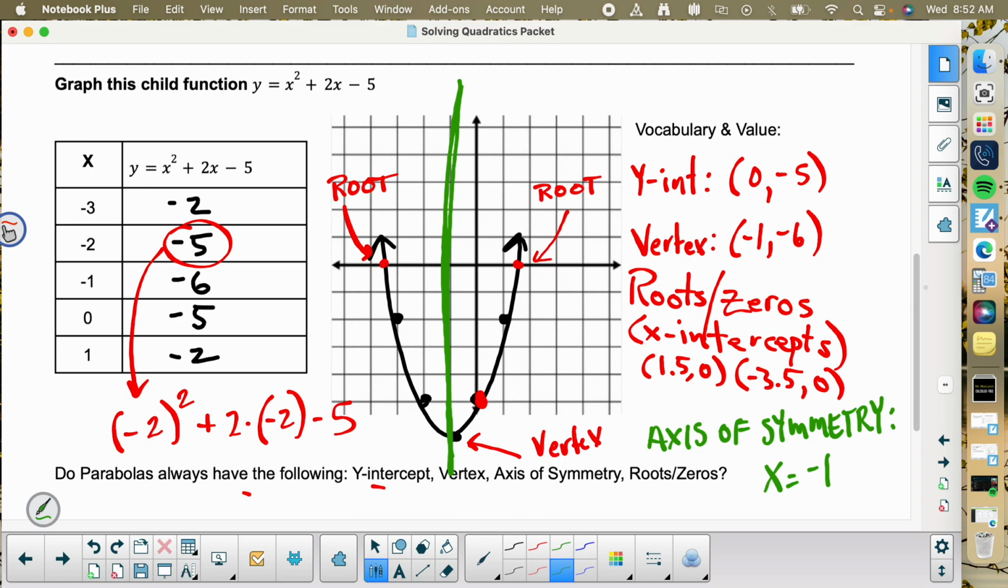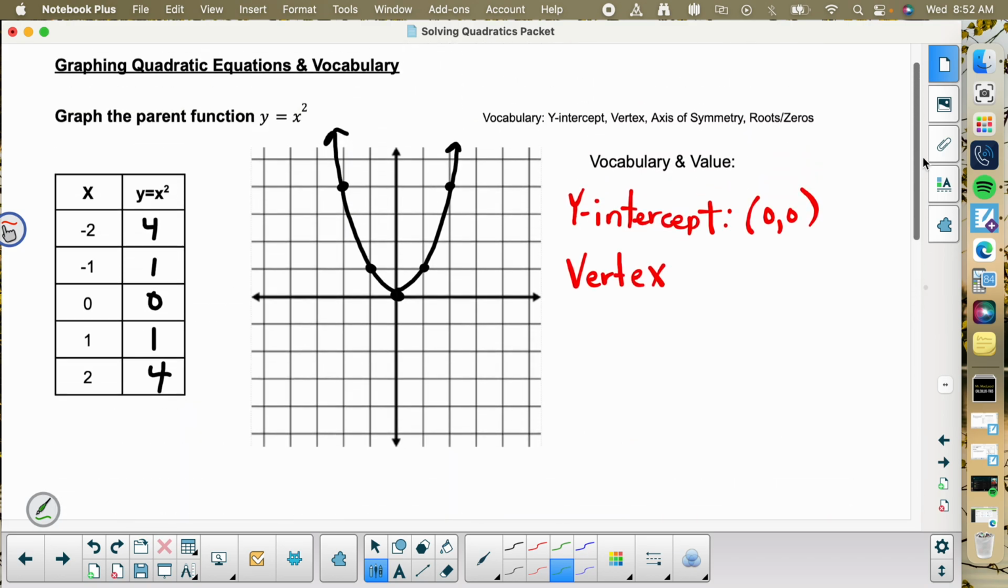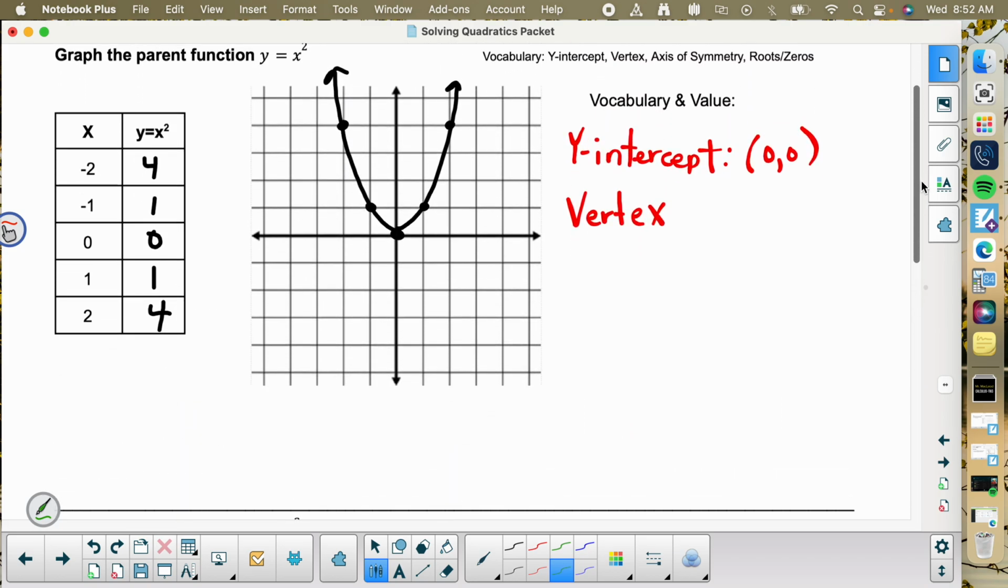Now that we've gone through all of these things, I'm hoping you can see why I stopped at the top example immediately. Every single answer was 0. It was the y-intercept, it was the x-intercept, it was the axis of symmetry. I mean, everything was 0.